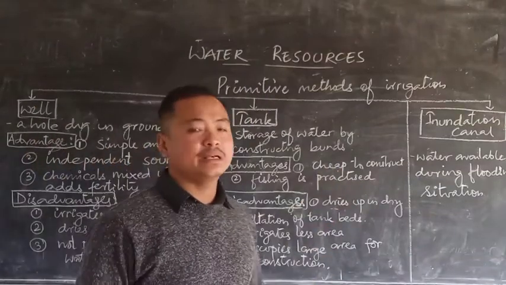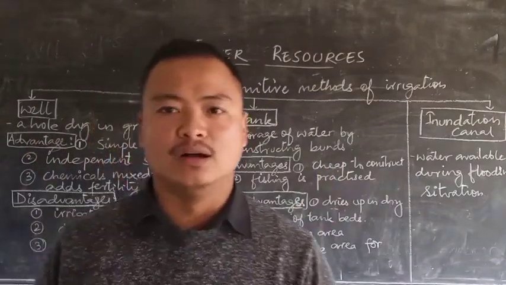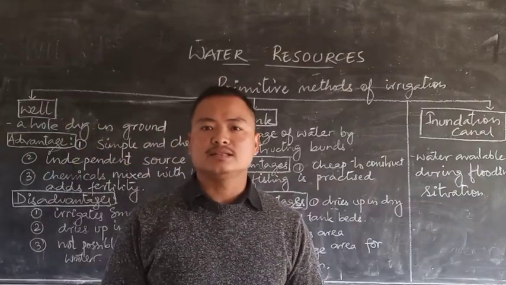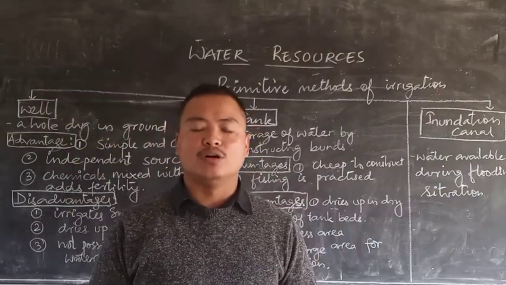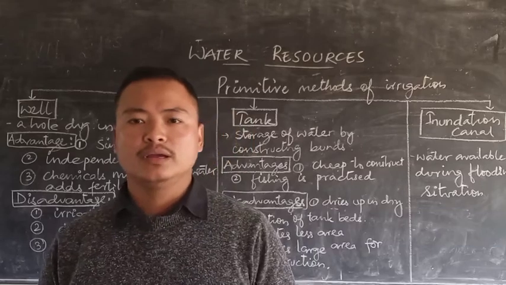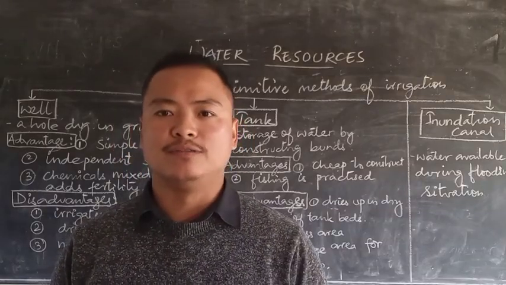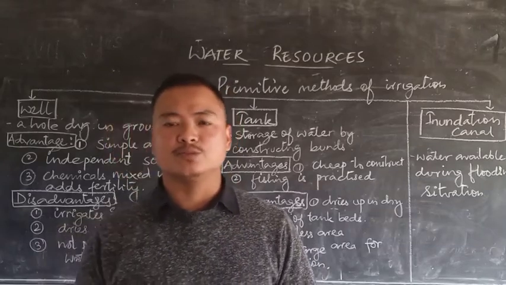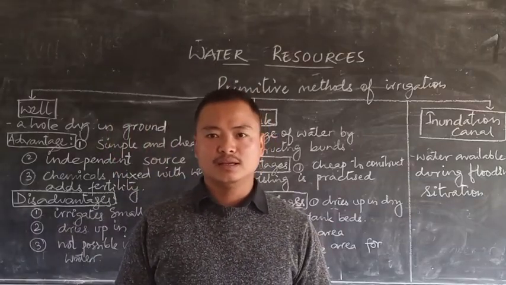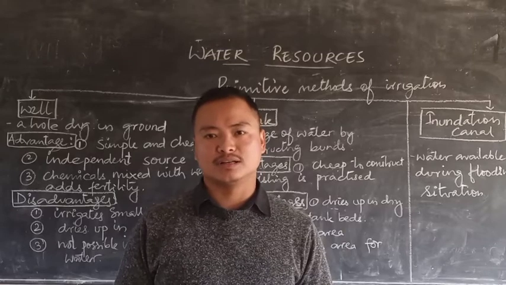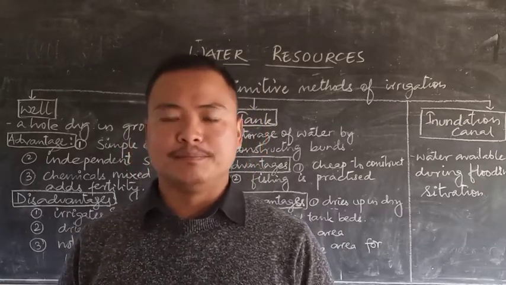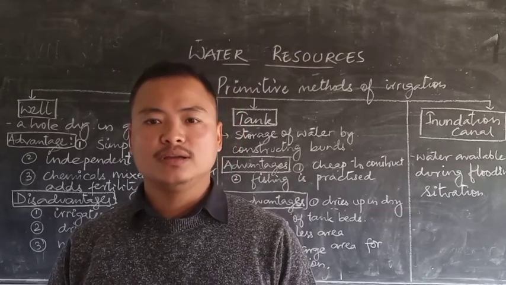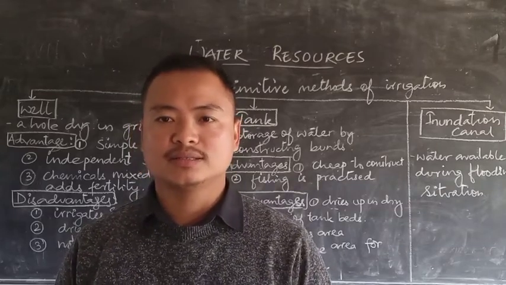The last one to be discussed is the inundation canal of the primitive methods of irrigation. Inundation canal is mostly prevalent, or in work, during flooding situations, that is during the rainy season. The low-lying regions where earthen canals are naturally constructed, their water fills up during the rainy season, and that water is utilized for irrigation practice.